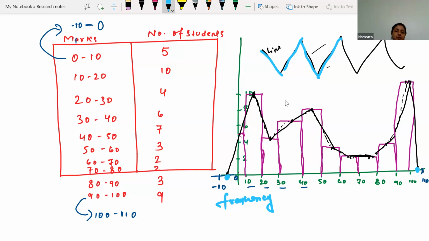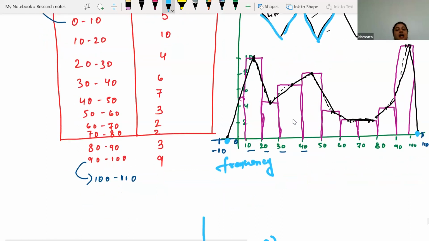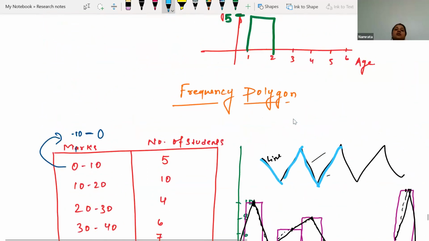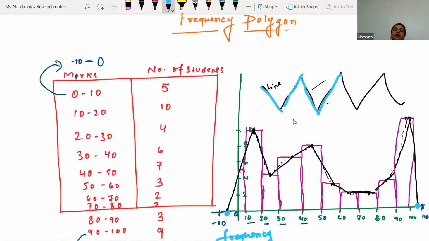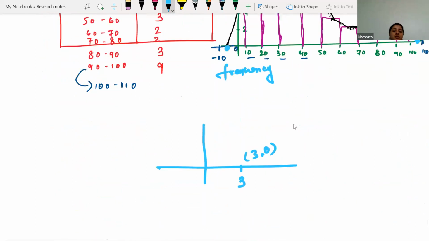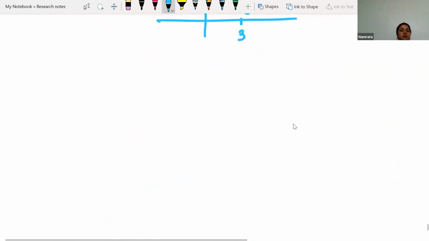If no method is mentioned, then it's completely up to you. Whatever seems convenient, comfortable, less time taking to you, you can use that. Okay, ma'am. So let's see how we can draw the frequency polygon without the help of a histogram. So let's do that.